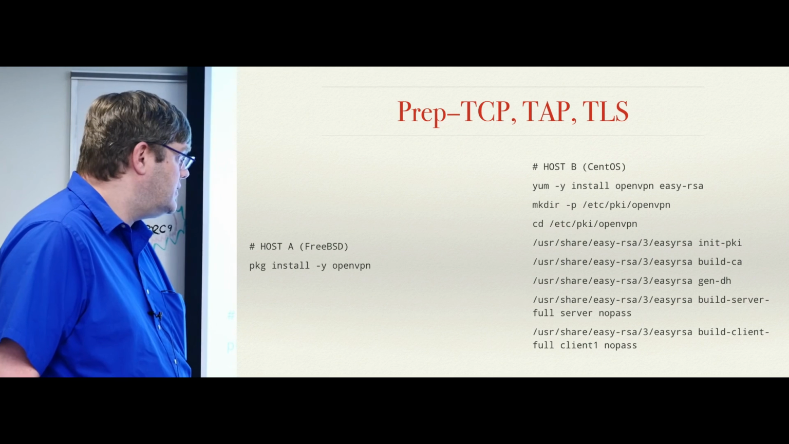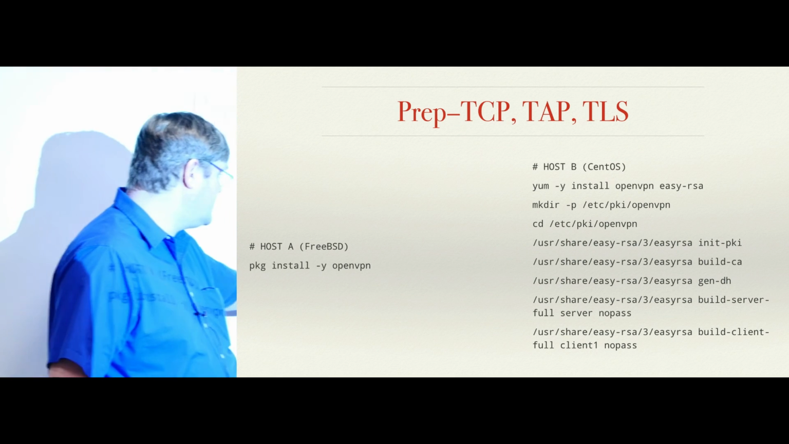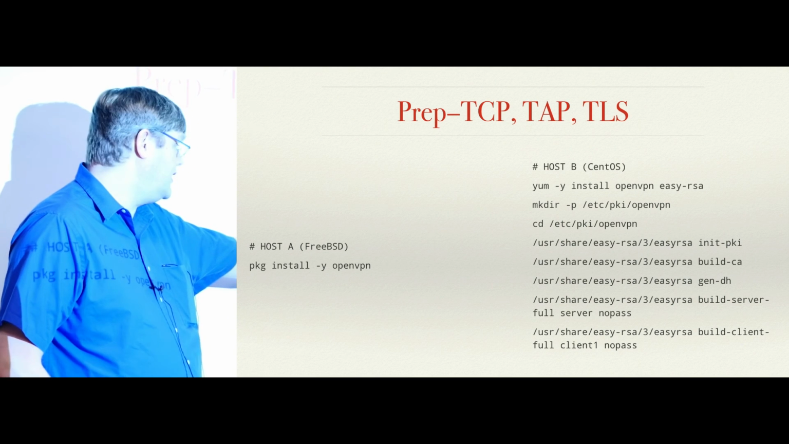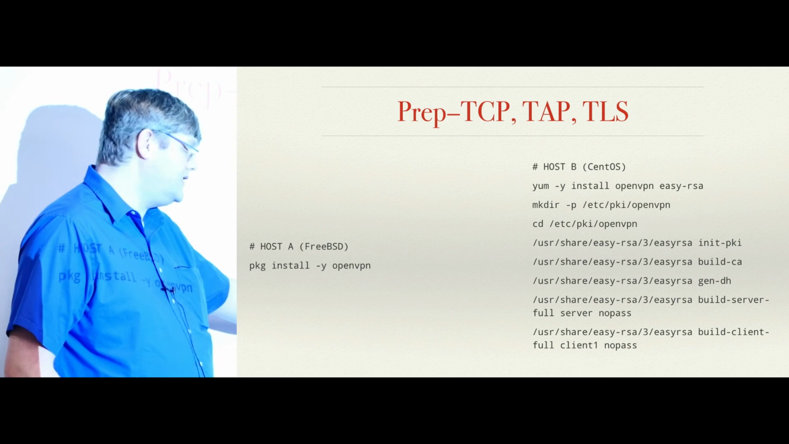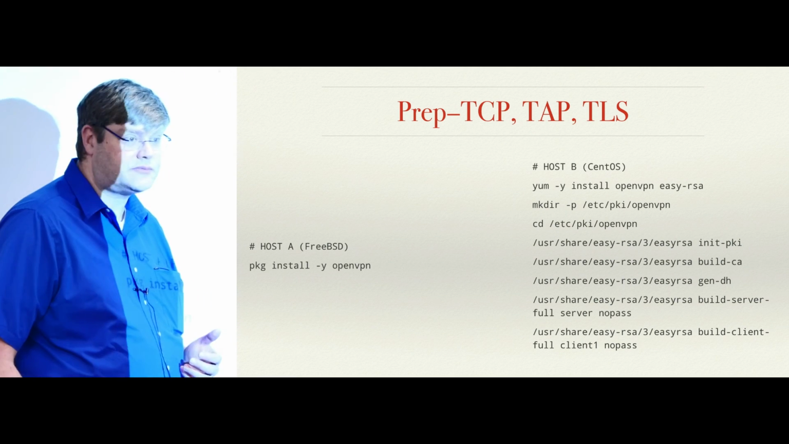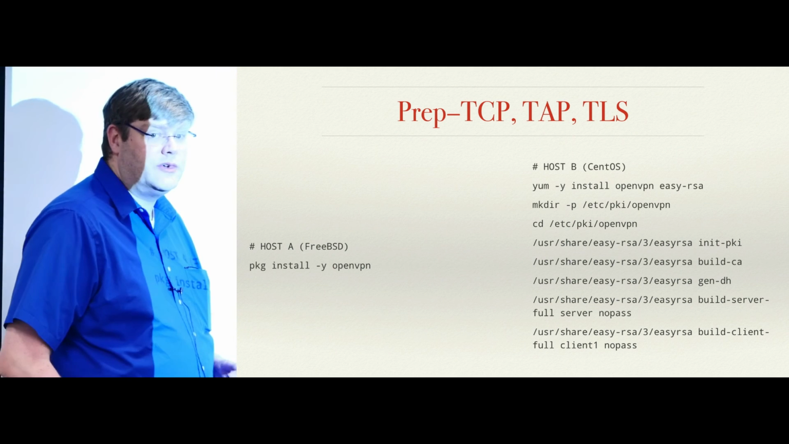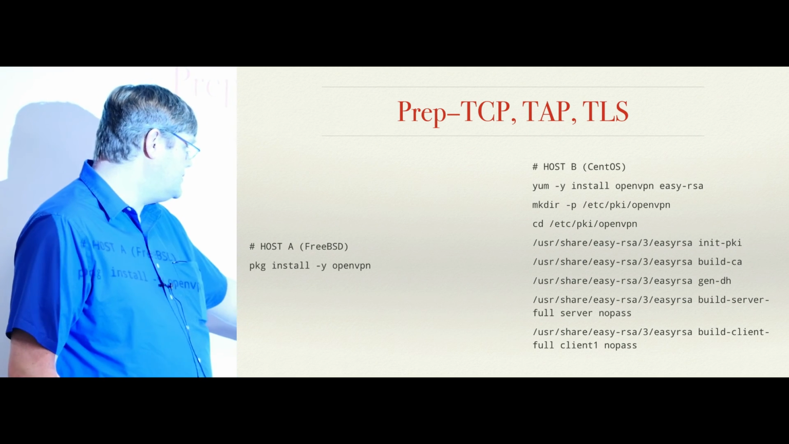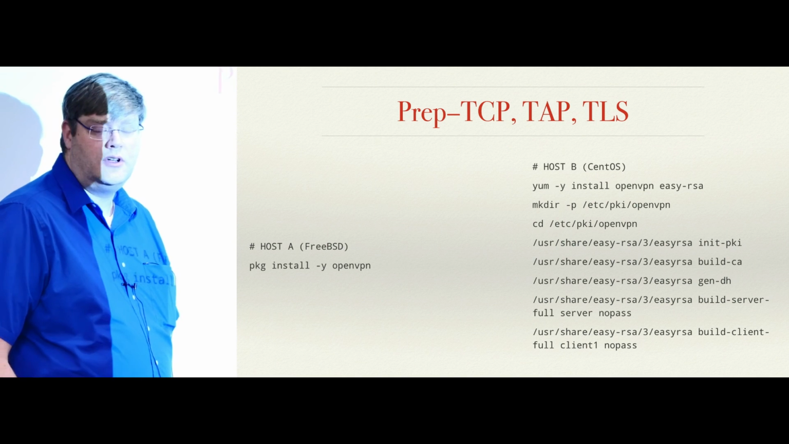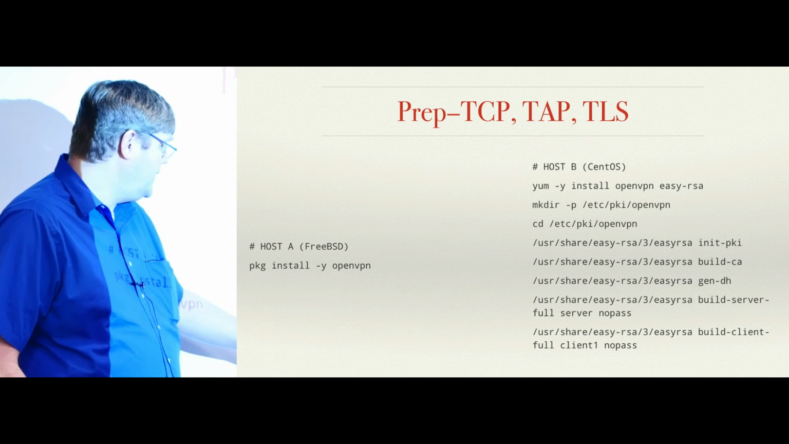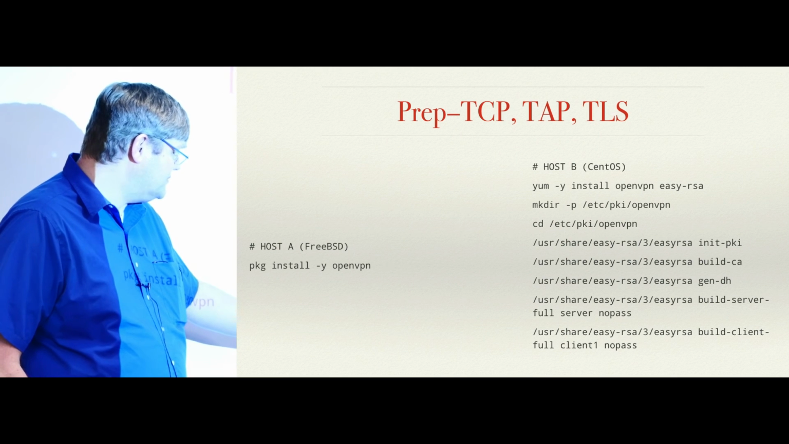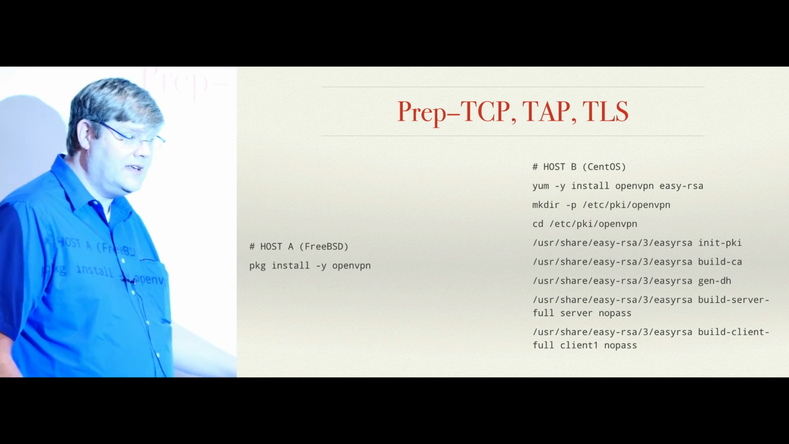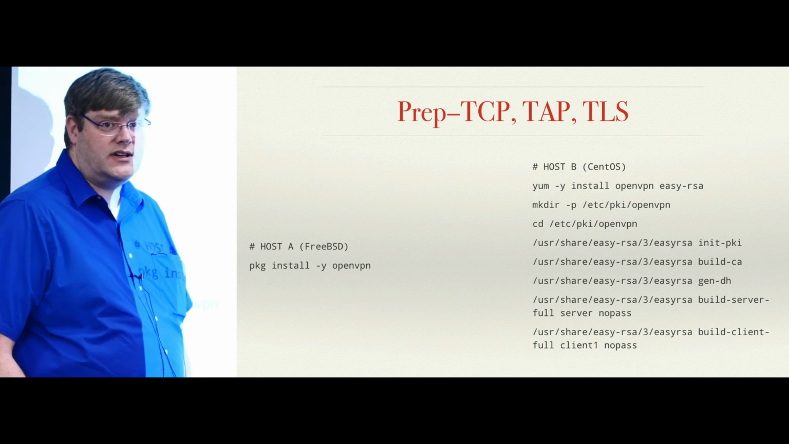And then the rest of this is just setting up the PKI. So make a directory for stuff to live in, change into it. Init PKI makes a subdirectory in here called PKI. Build-ca creates a certificate authority, prompts you for a password, puts the files in place, creates a certificate for said certificate authority. GenDH is for the Diffie-Hellman parameters, which won't mean anything to you if you're not a cryptography person, but it's just a file you need on the server side. Build server full creates a server style certificate and key. Build client full creates a client style certificate and key.